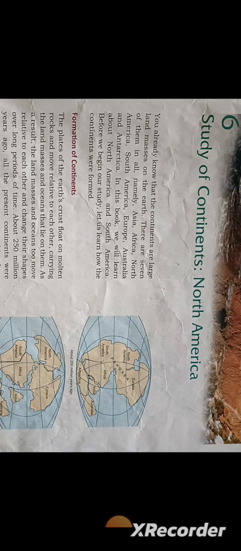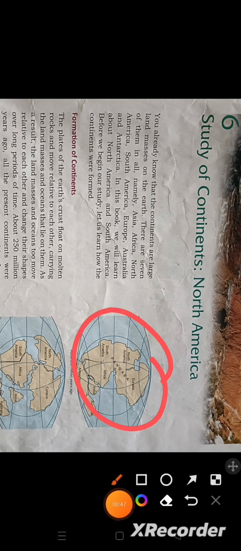How did the formation of continents happen? We know very well that they change, and whatever places they are in right now will also change in future. About 250 million years ago it was like this. They were joined together, and because they were joined together, they were known as Pangaea. Because plates usually change their places, rocks and oceans also move, and when they move, they obviously change their places.